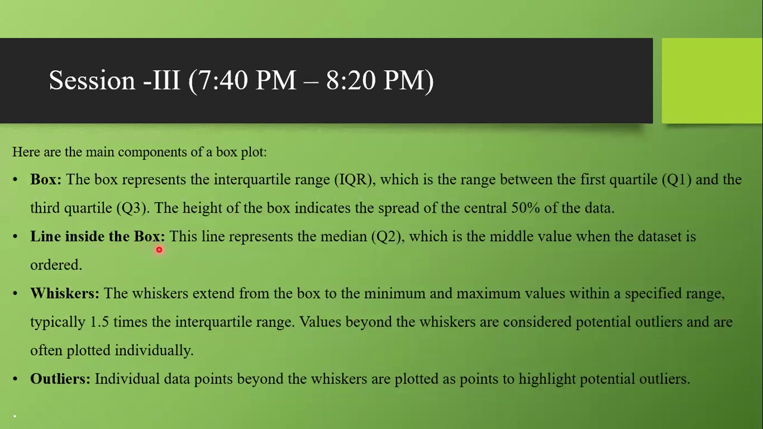There is a line inside the box. This line represents the median. It means quartile 2. If we know something about statistics, we know that if we calculate the quartile 2, we calculate the median of the data, which is the middle value when the dataset is ordered.